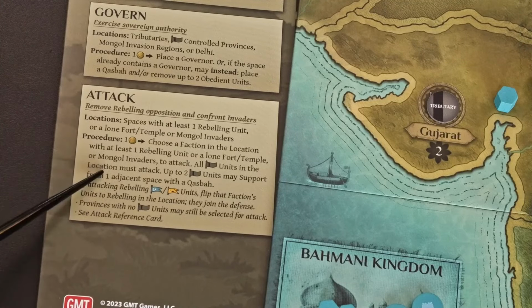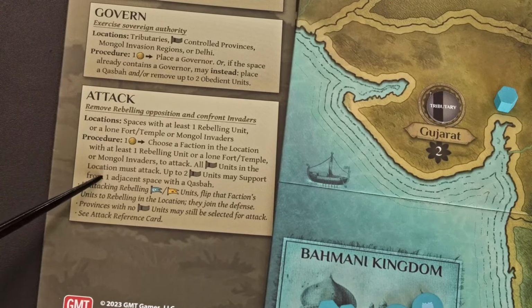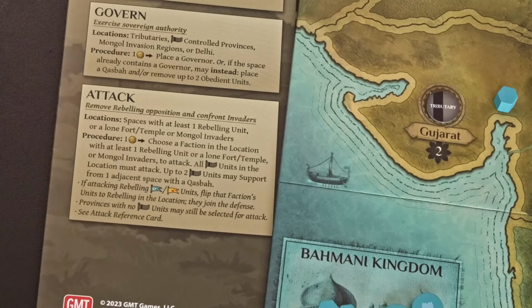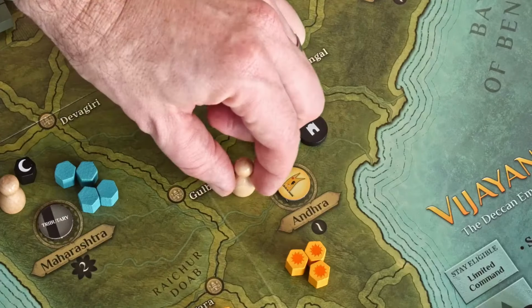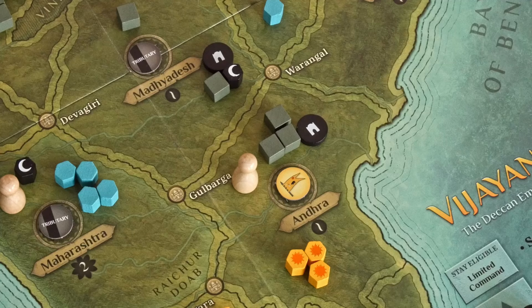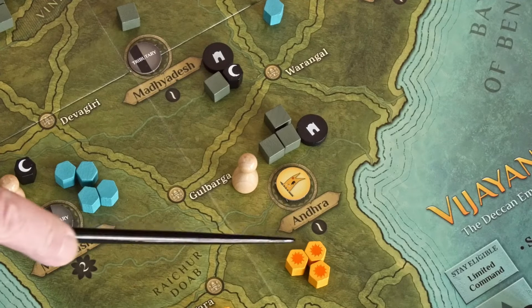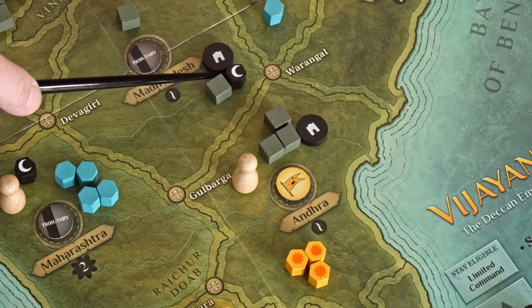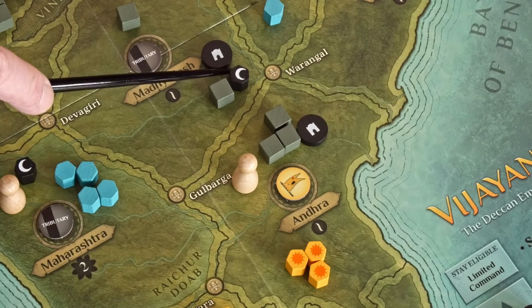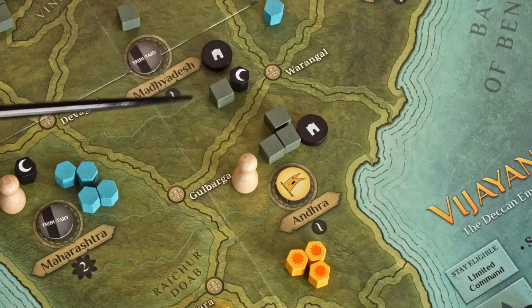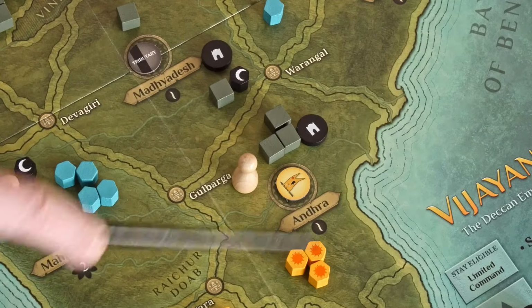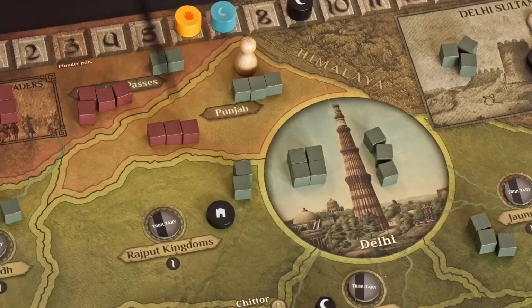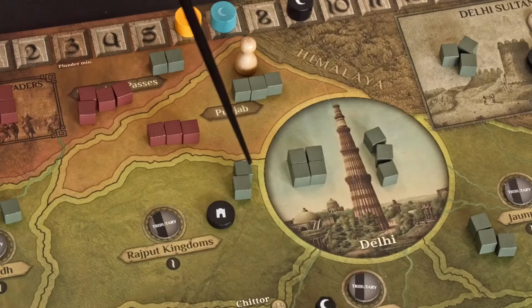Attack is how the Sultanate can remove rebelling emirs or rajas, those with their symbol facing up, or Mongol invaders in Delhi, Punjab, or Mountain Passes region. In each space, they can pay 1 resource and declare 1 faction to attack. Up to 2 units from an adjacent space with a Kasbah may also join this fight, but they stay in their original space, perhaps near the border so that we remember that they were in the attack. I'll go into more detail on how attack works shortly.